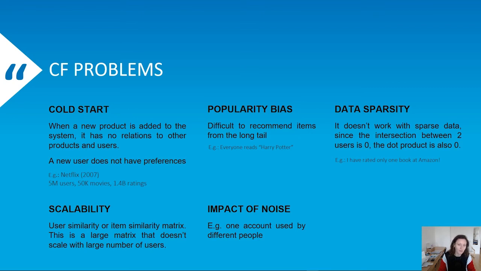Popularity bias happens when you have an item that is super popular and the system tends to recommend always that item and not other items that are less popular. For example, Harry Potter. Data sparsity means that you have a problem when you have a matrix with ratings with unknown values. So you have users that didn't rate a movie, for example, or if you think on Amazon, there are millions of items that you didn't rate. You simply didn't rate. And this is a problem.